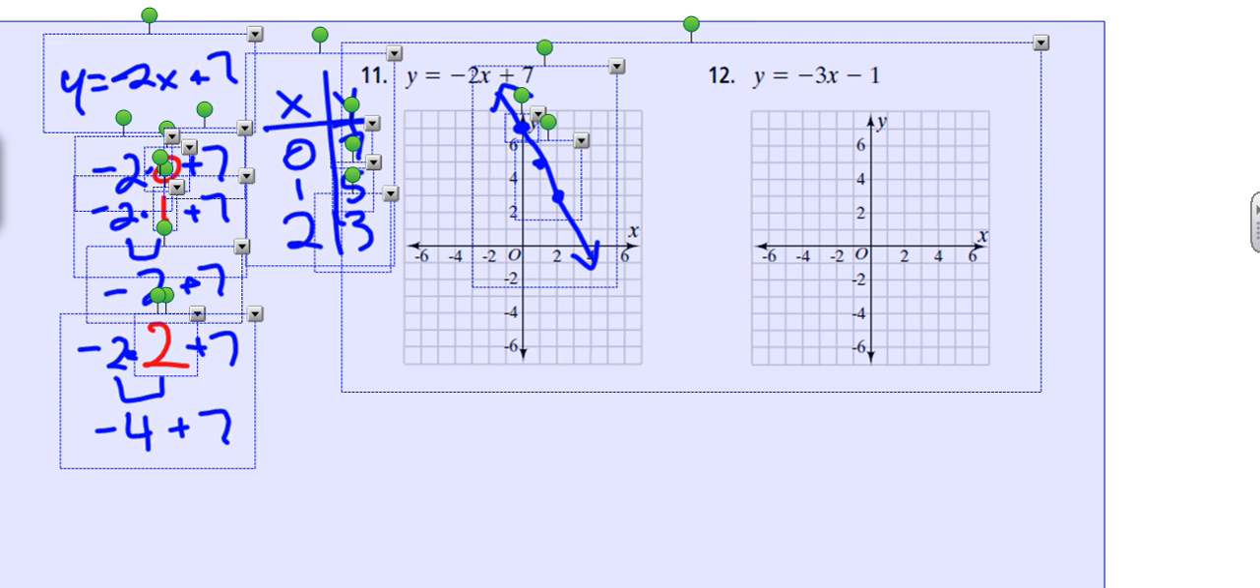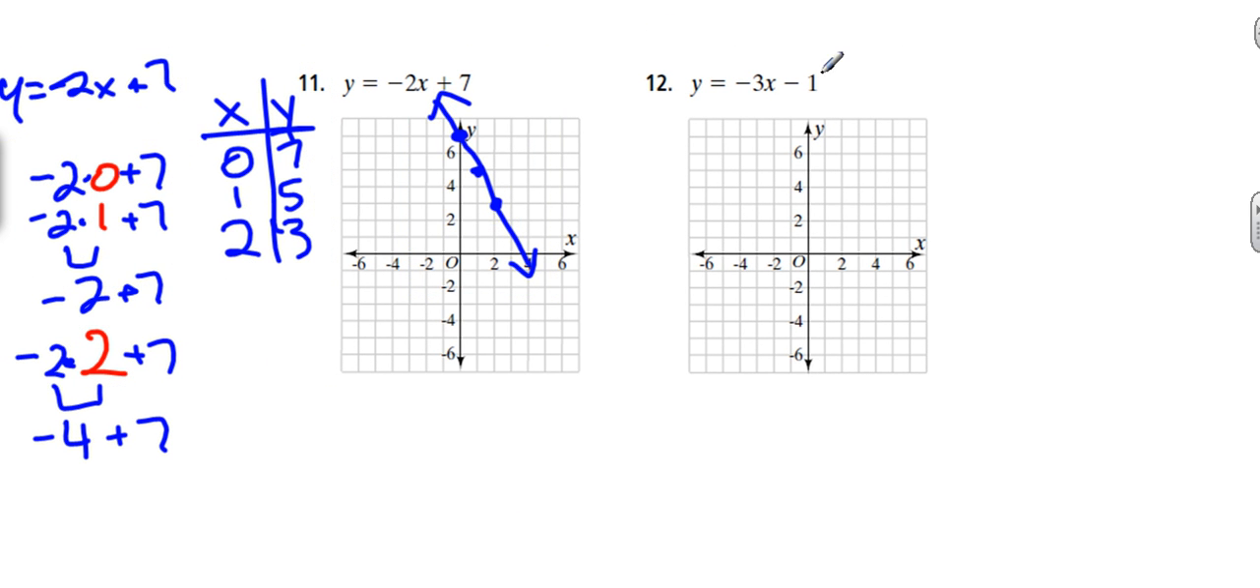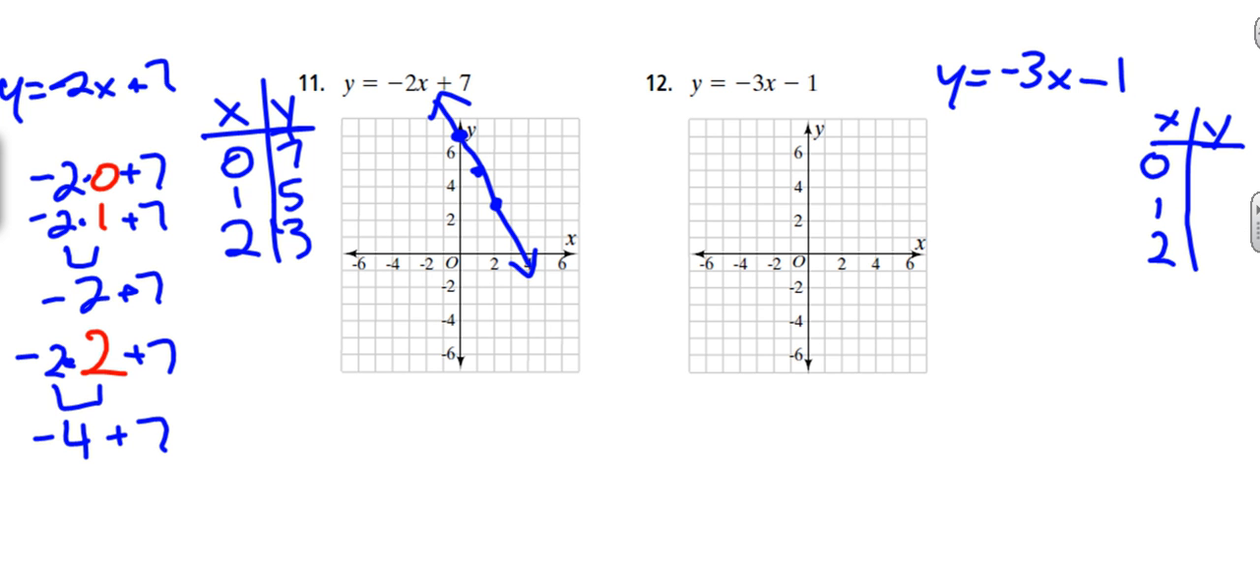Alright, let's move this over a little bit. Let's do the other side. So this time we have y equals negative 3x minus 1. Again, we make our table, x on one side, y on the other. We get to pick our x values, so let's keep it simple: 0, 1, 2. Substitute in our x values, so x is 0. Negative 3 times 0 minus 1. That's 0 minus 1, which is just minus 1.